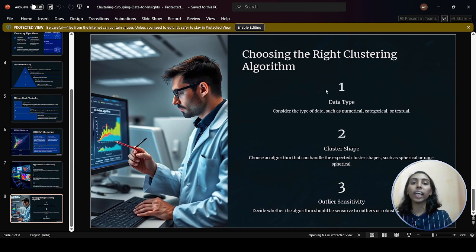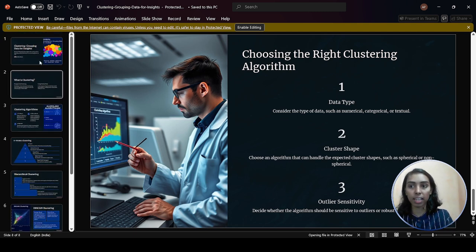Then choosing the right clustering algorithm. How to choose the right clustering algorithm? First, we will see the data type. Consider the type of data, such as whether it is numerical, categorical or textual. Second, we will see the cluster shape. Choose an algorithm that can handle the expected cluster shape, such as spherical or non-spherical. Third, we have outlier sensitivity. Decide whether the algorithm should be sensitive to outliers or robust to their presence.